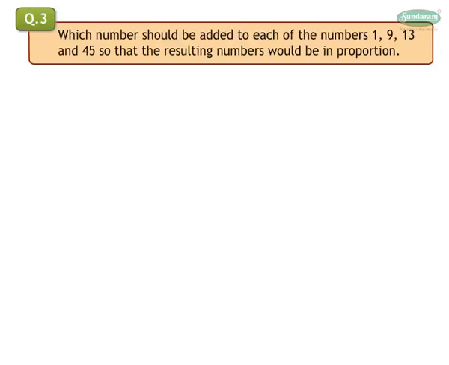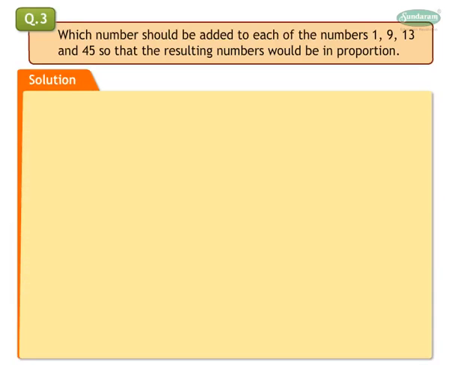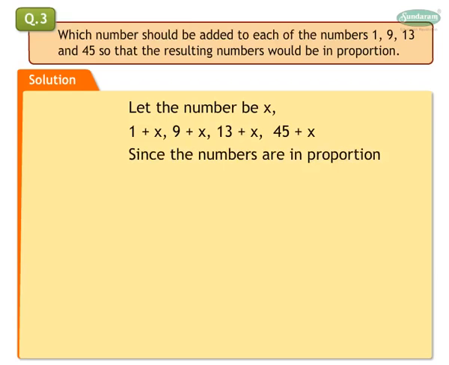Question 3. Which number should be added to each of the numbers 1, 9, 13 and 45 so that the resulting numbers would be in proportion? Solution. Let the number be x. After adding x to each number, we get 1 plus x, 9 plus x, 13 plus x, and 45 plus x. Since the numbers are in proportion, therefore 1 plus x upon 9 plus x is equal to 13 plus x upon 45 plus x.